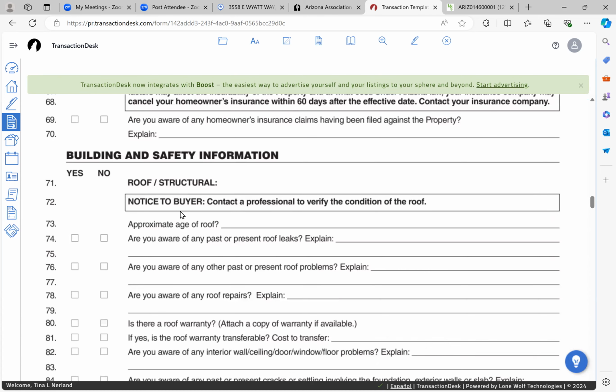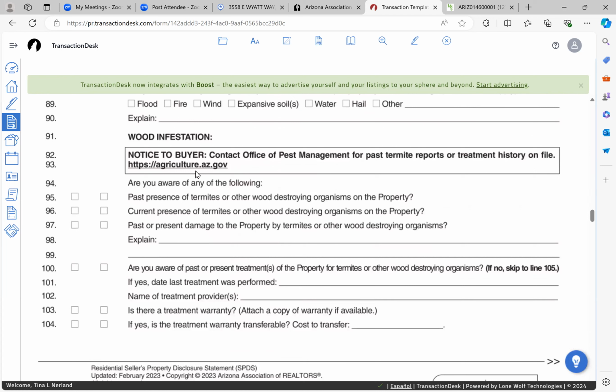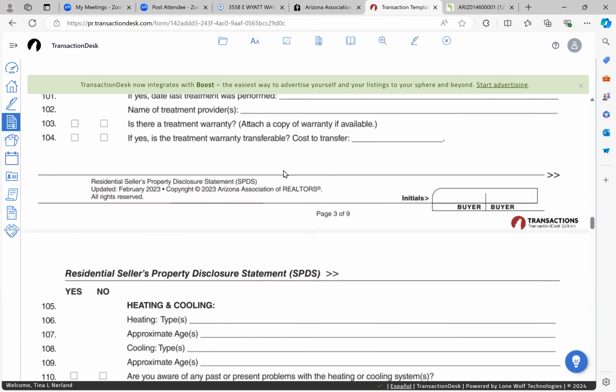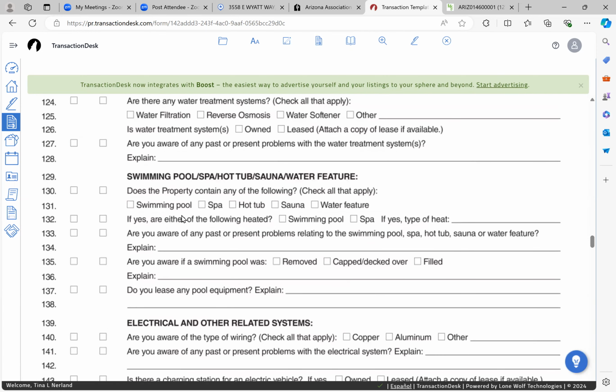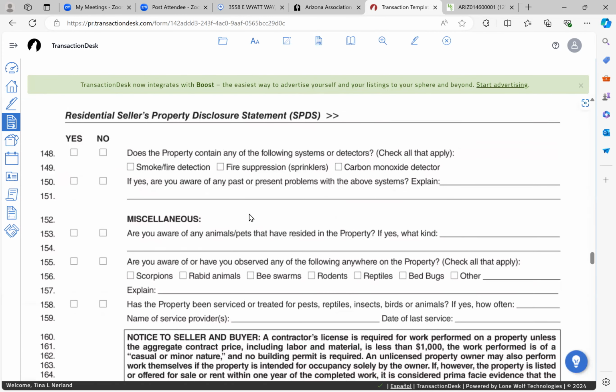Let's see, it talks about the roof, if there's been any leaks. Talks about termites. It gives a hyperlink here. I don't know if that's a hyperlink or not. No, it's not, but you can have them copy and paste that in their web browser, and they can go searching about termites, especially if they're not aware of what they are here in Arizona. HOA, plumbing, all this fun stuff. Does it have a pool, electrical, related systems?